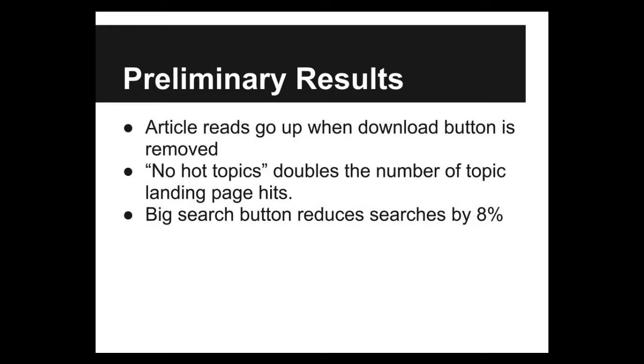The last insight from this is the big search button. If you put that on the page, this is really weird, but instead of increasing the number of searches, it reduces the number of searches by 8%. It could be because it's in an unfamiliar position. People might expect the search button at the top right of a page. So when you change the placing, people don't recognize it as a search button, or search box anymore. That was an interesting insight. Just the big search button alone is not going to cut it.